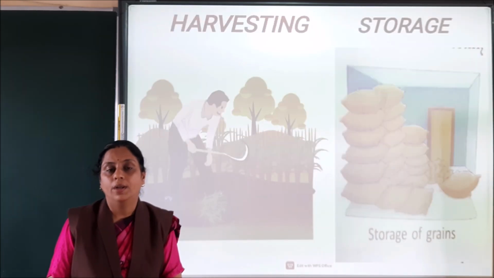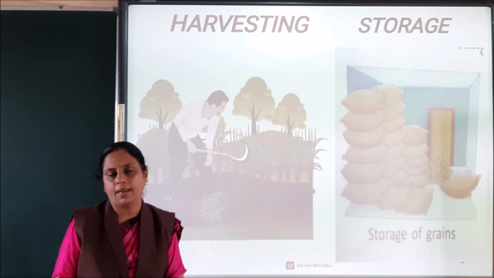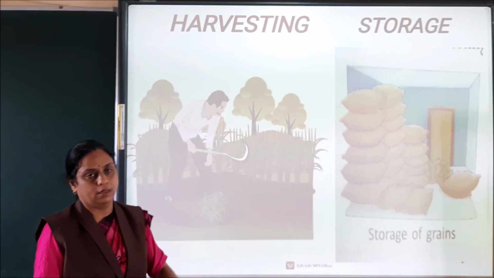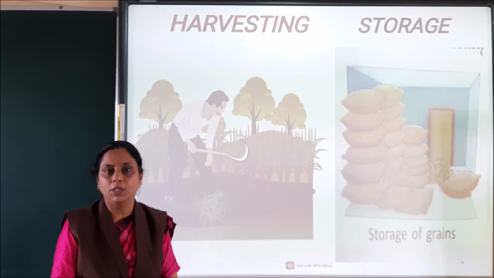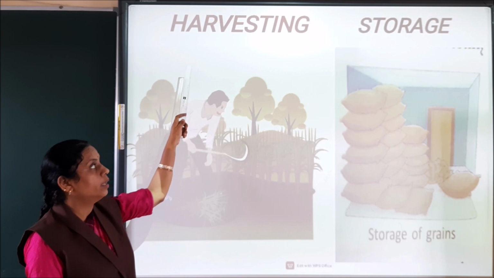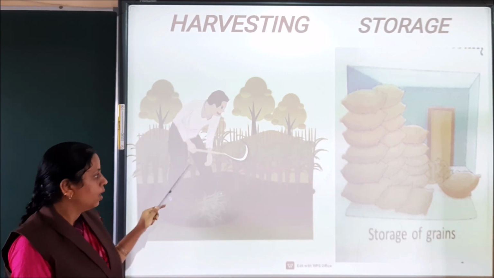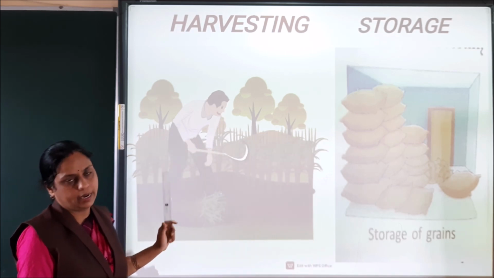Next, when the crops are mature, that means when the crop is ripe, it is ready to cut. Then this step is called harvesting. The process of cutting and collecting the mature crop is called harvesting. As you can see in this picture also, the crops are ripe and the farmer is cutting.